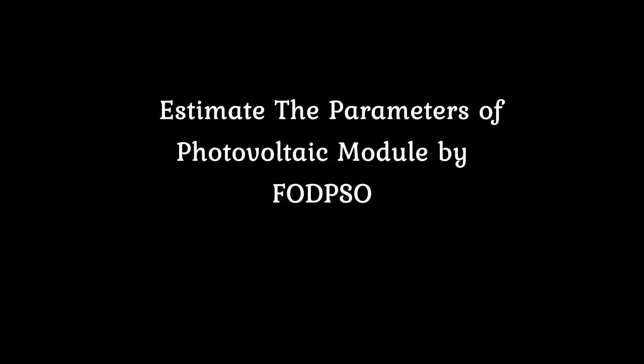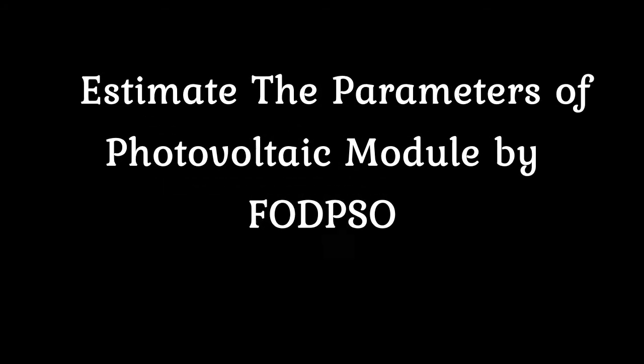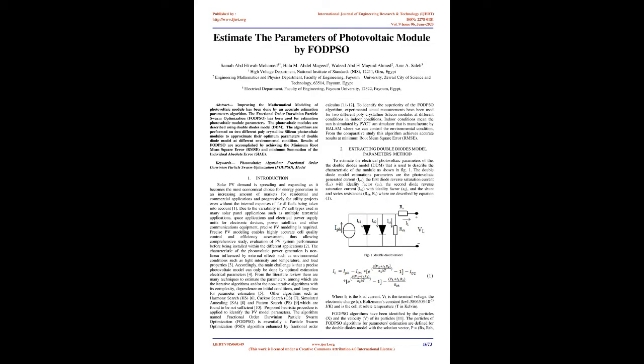Estimate the parameters of photovoltaic module by FODPSO. Abstract. Improving the mathematical modeling of photovoltaic module has been done by an accurate parameter estimation algorithm. The fractional order Darwinian particle swarm optimization, FODPSO, has been used for estimating photovoltaic module parameters.